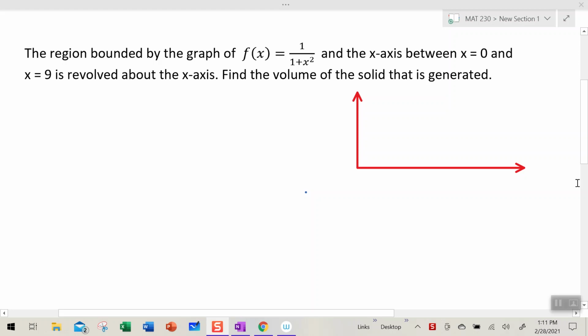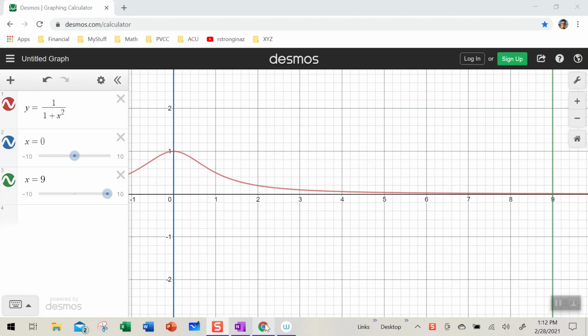In this video, I am going to show how to find volume using trigonometric substitution. So let's get started. The region bounded by the graph of f of x equals 1 over 1 plus x squared, and the x-axis between x equals 0 and x equals 9 is revolved around the x-axis. Find the volume of the solid that is generated.